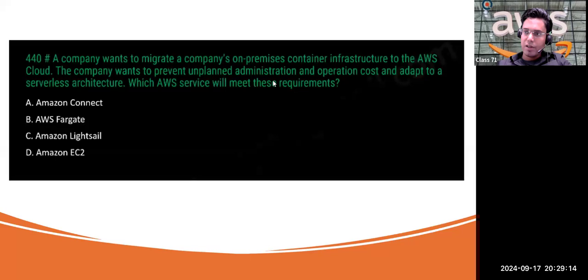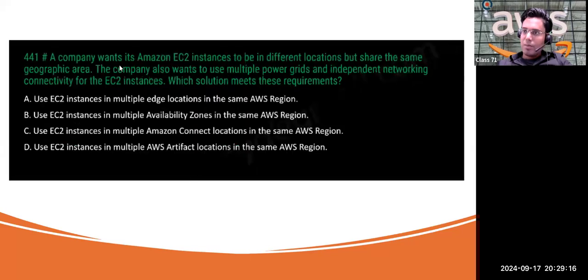Not every developer has enough knowledge for deploying websites, so you can use this one. Amazon Connect is a call center, contact center for Amazon, and Fargate is a serverless service for managing containers. Fargate. A company wants Amazon EC2 instances to be in different locations but share the same geographic area. Share the same area, but different locations. A company also wants to use multiple power grids and independent network connectivity for EC2 instances. Which solution meets the requirements?